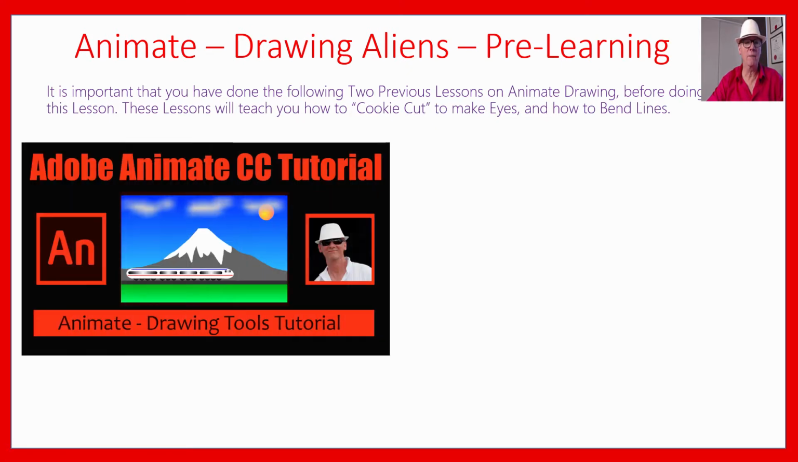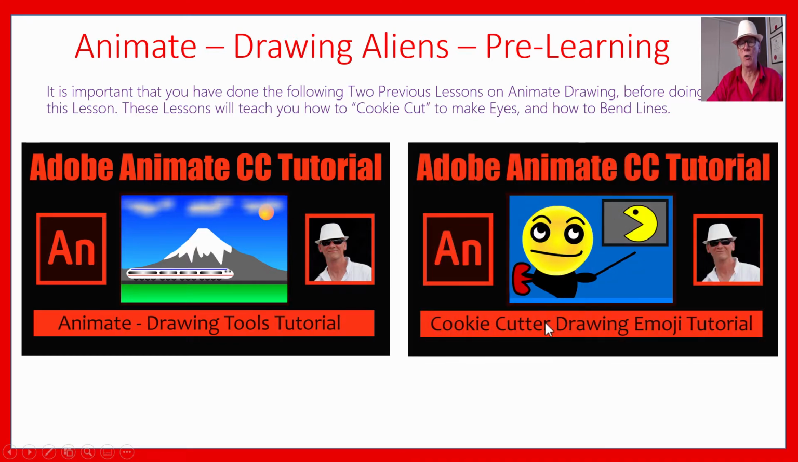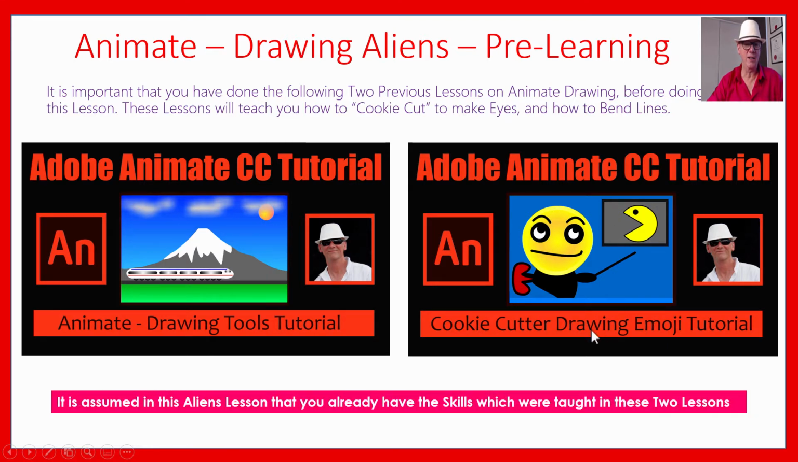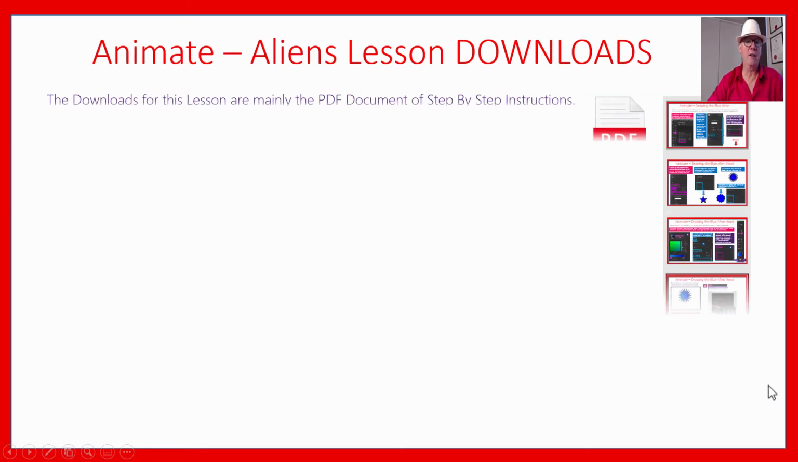Now the pre-learning, it's important you've already learned something about the drawing tools already. So we had a whole lesson on that where we made our picture of our fabulous bullet train in Japan going past Mount Fuji. And we also did the cookie cutter lesson where we learned how to cut out things to make these eyes and how to cut a triangle out of a circle to make a Pac-Man and all that sort of thing. So we're going to be using those skills in this lesson. So you'll be a lot better off if you've done these previous lessons beforehand, because we'll assume that you already have.